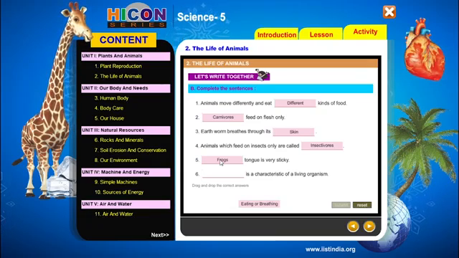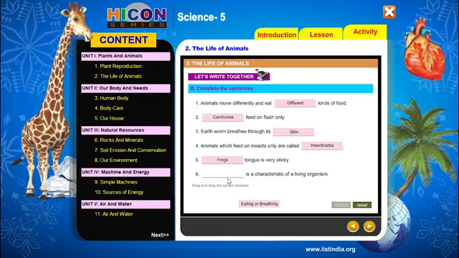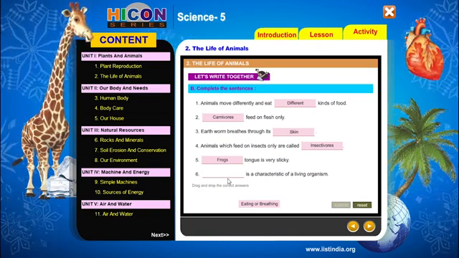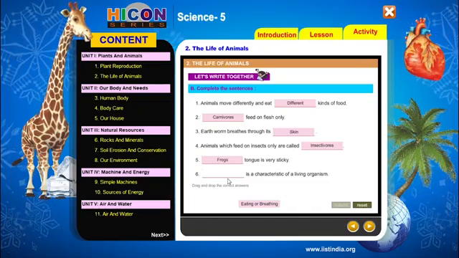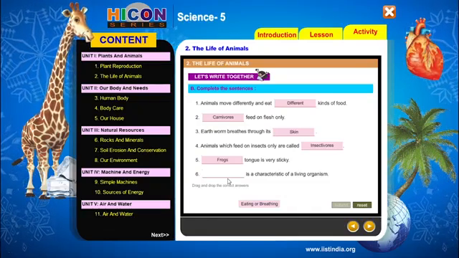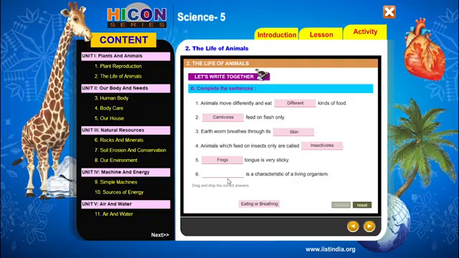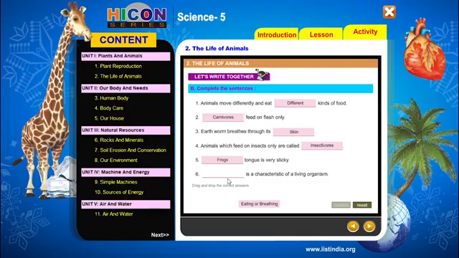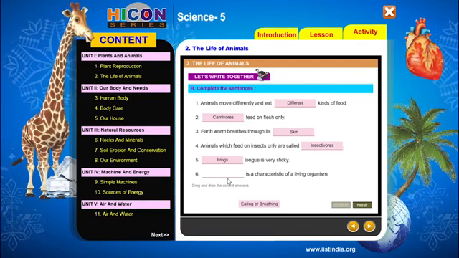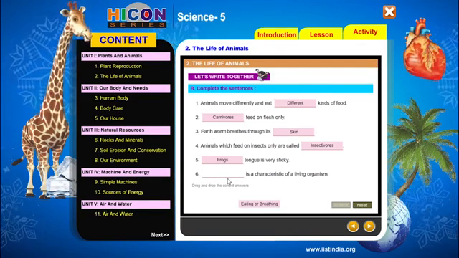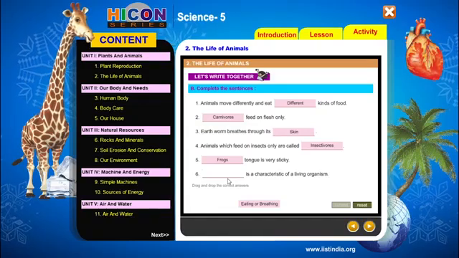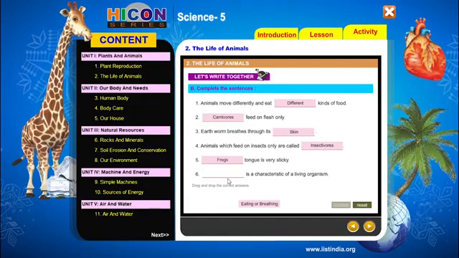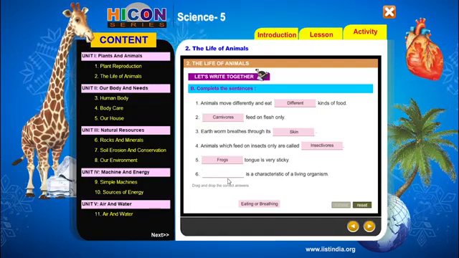Next, read the sixth sentence. Dash is a characteristic of living organism. So, children, we have discussed the characteristics of living organisms. So, living organisms have different characteristics, right? All living organisms will breathe. All living organisms will move. All living organisms will grow. All living organisms will reproduce. In this way, living organisms have different characteristics.